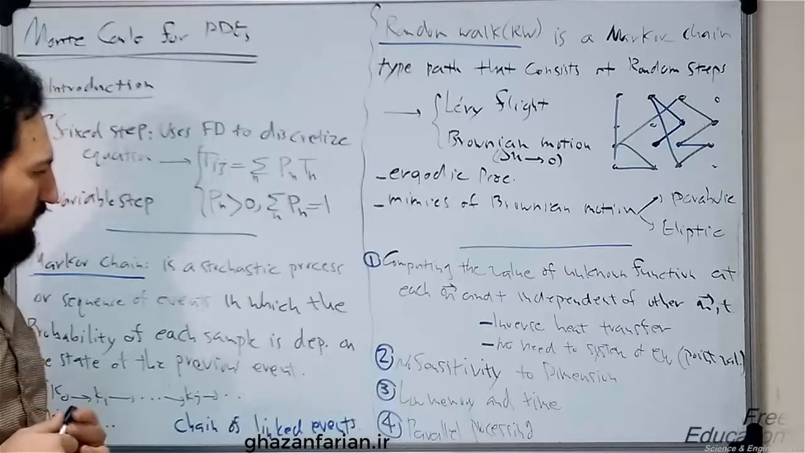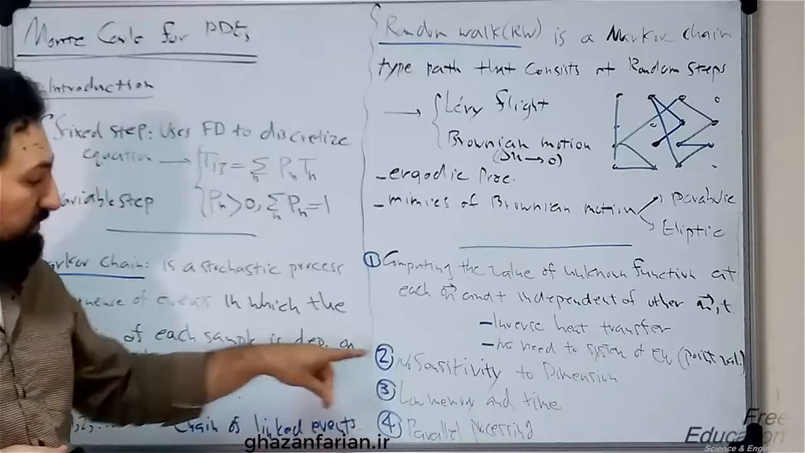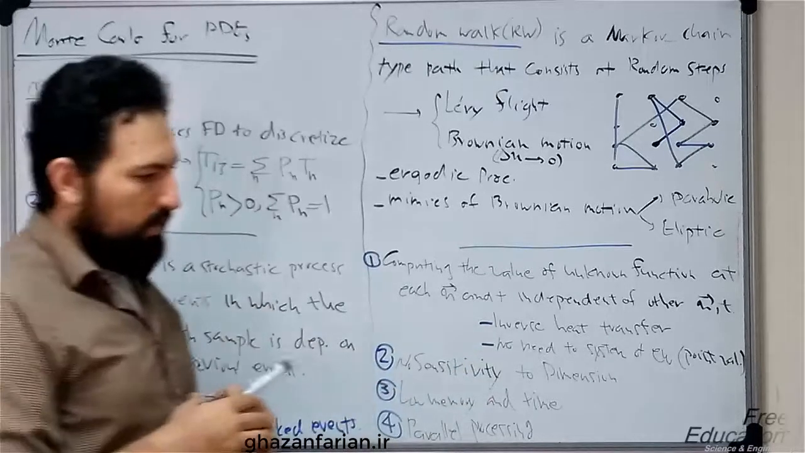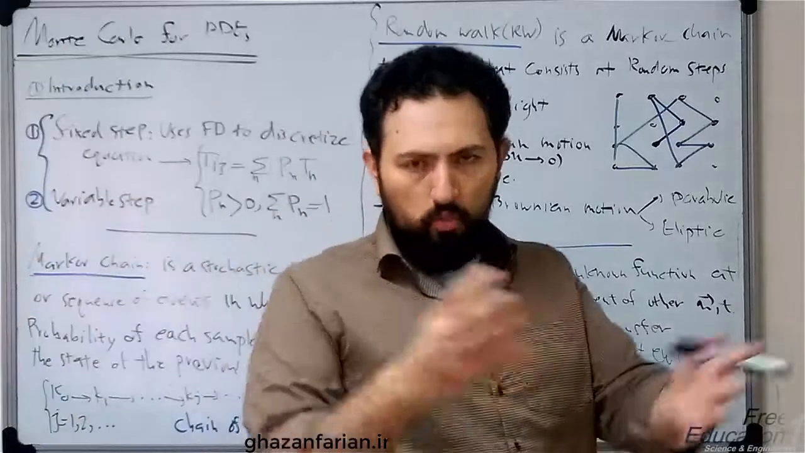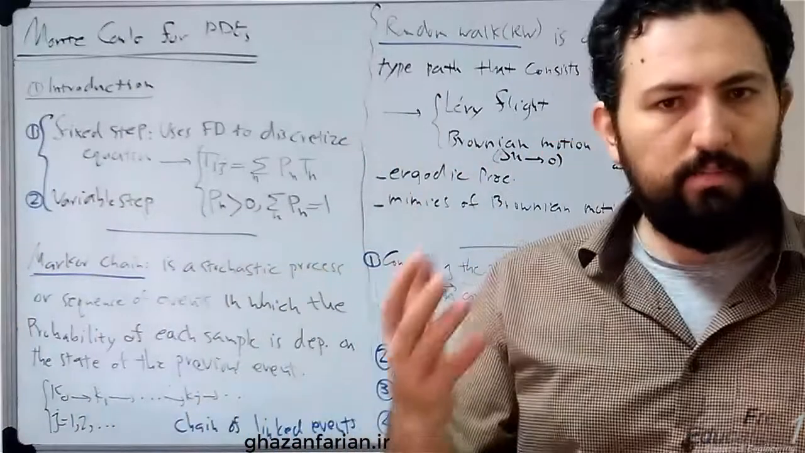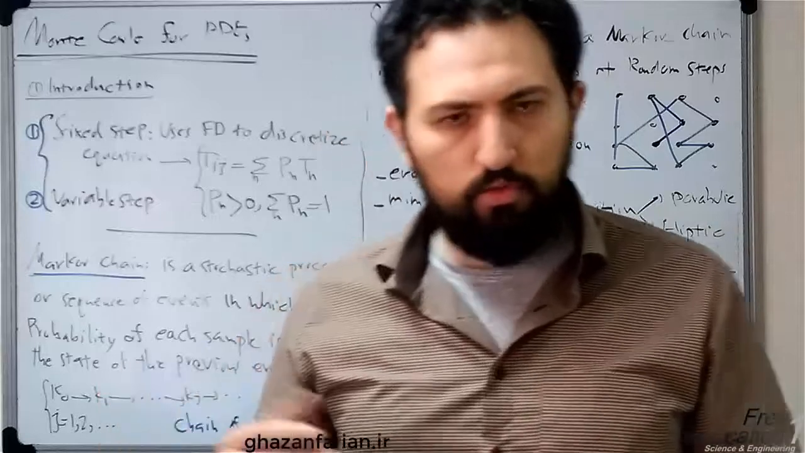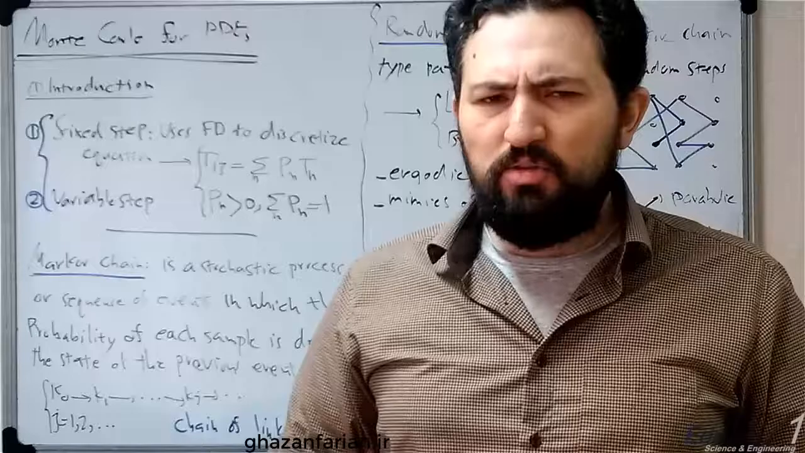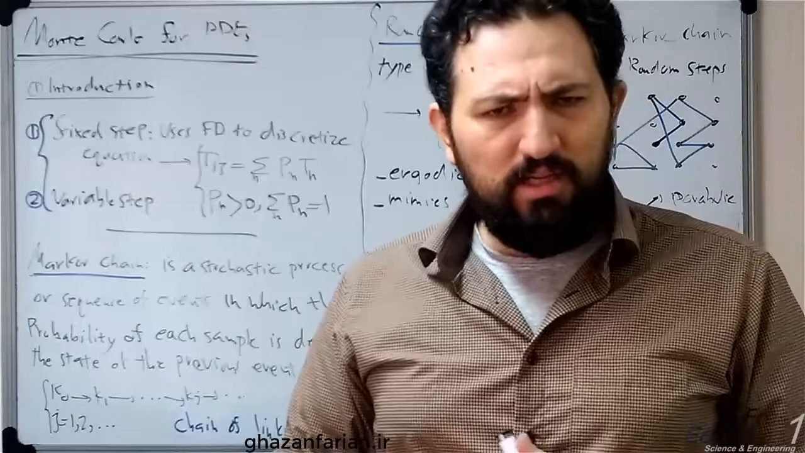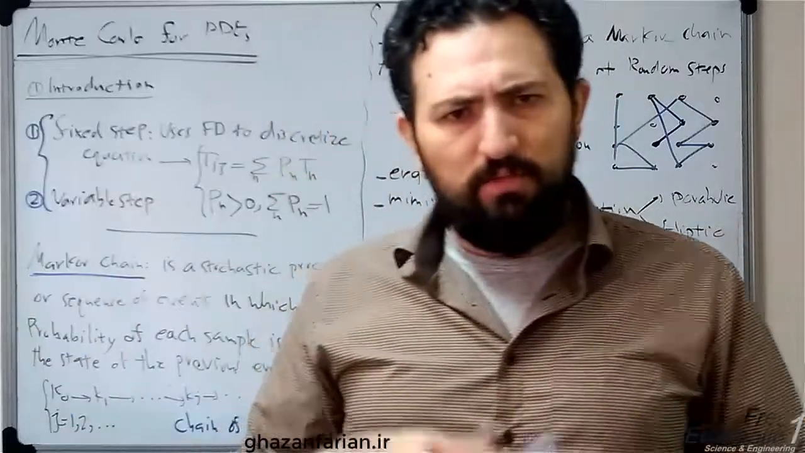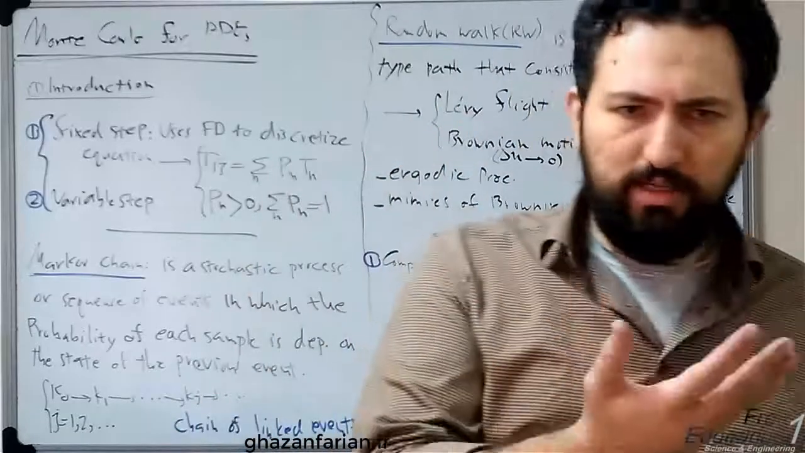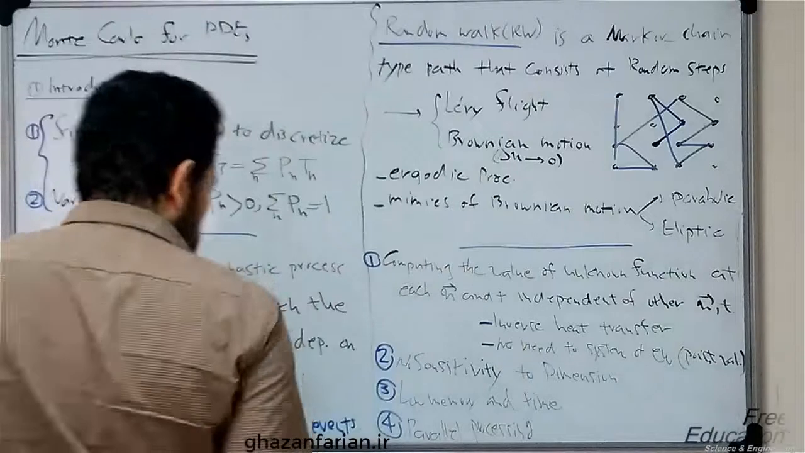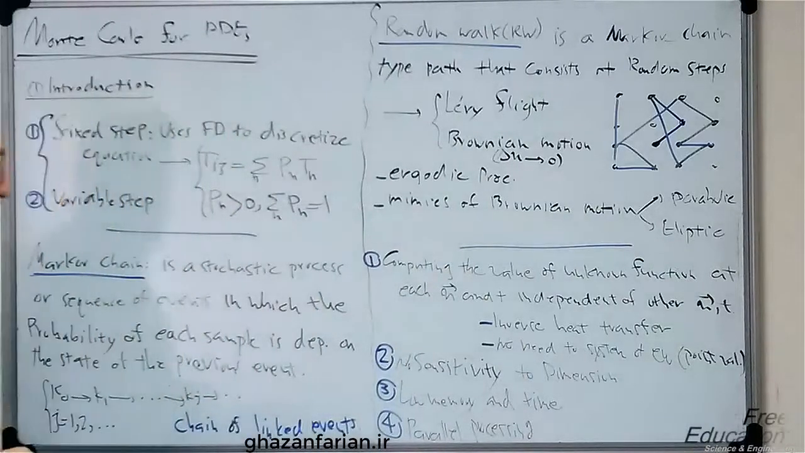The other advantage of the Monte Carlo method is no sensitivity to dimension. It means that you can easily extend your numerical code from one-dimensional to two-dimensional and three-dimensional geometries. But you know it's somewhat difficult in other numerical methods to develop a one-dimensional code for two-dimensional or three-dimensional cases. But here, there is no sensitivity to dimensional geometry.